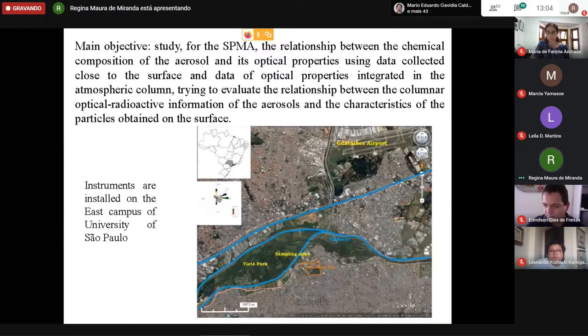The instruments are in the East Campus of the University of São Paulo, so close to Guarulhos Airport. And in blue here, we can see important highways. Here, an industrial area and the important traffic highways.